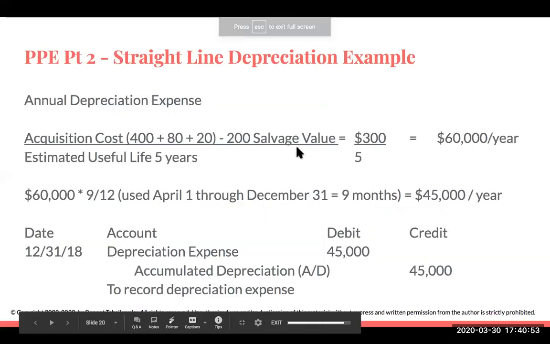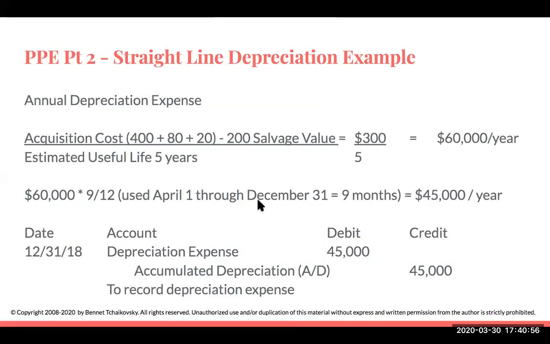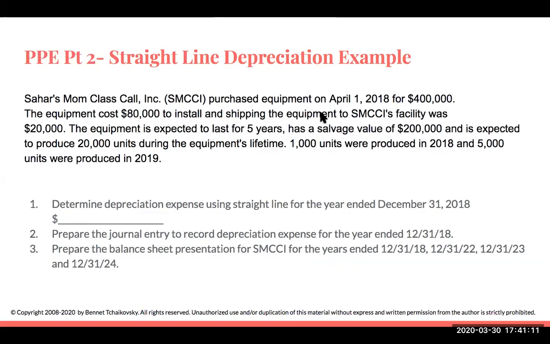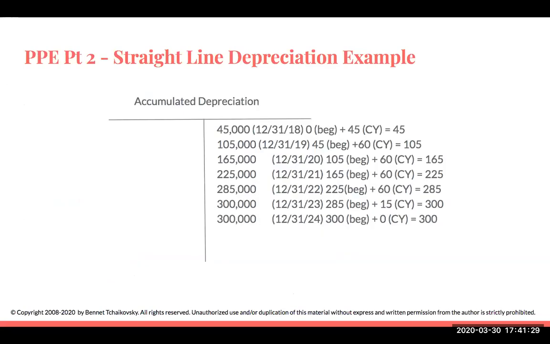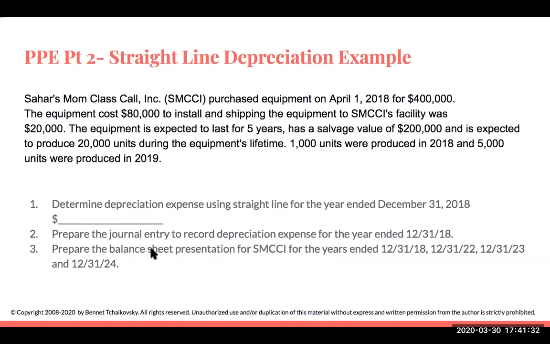So that's how I go through and do the journal entry for this one particular question. And here it is right over here. So again, let's do a recap. First thing I need to do is figure out my acquisition cost, purchase price, installation, shipping, minus my salvage value. It's going to give me $60,000 per year. But if you look at the problem, I bought the equipment on April 1st. This value here is for a full year. Therefore, I need to multiply that $60,000 by 9/12, from April 1st through December 31st, to get to that $45,000.